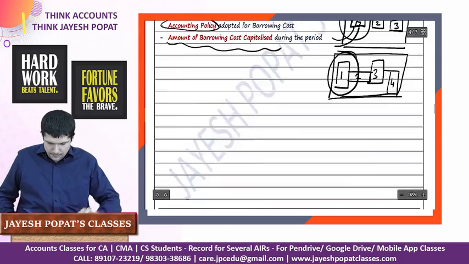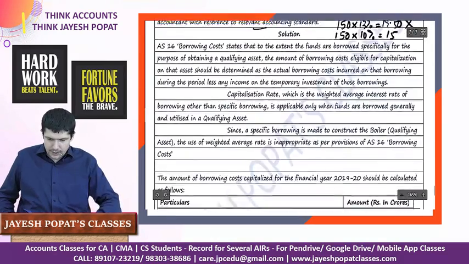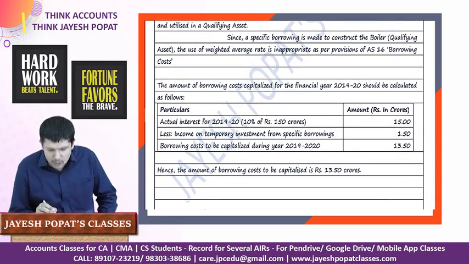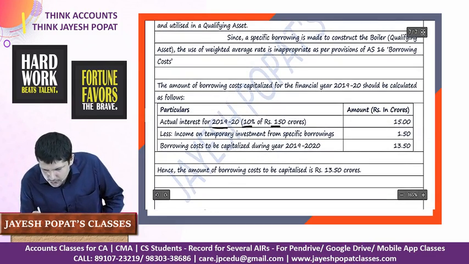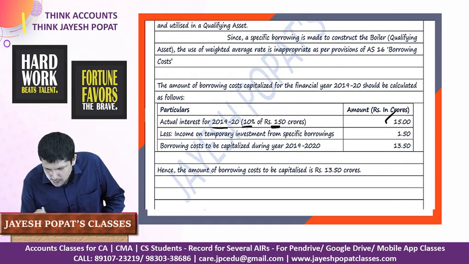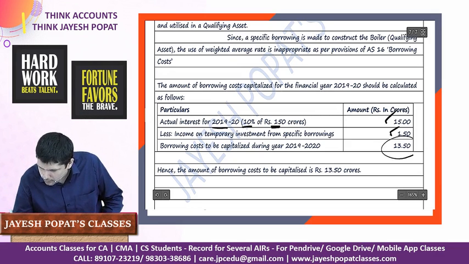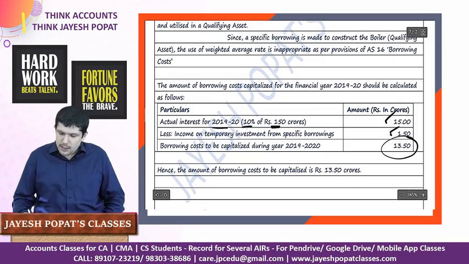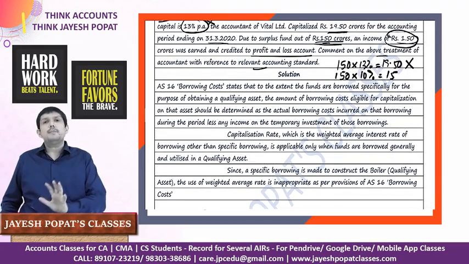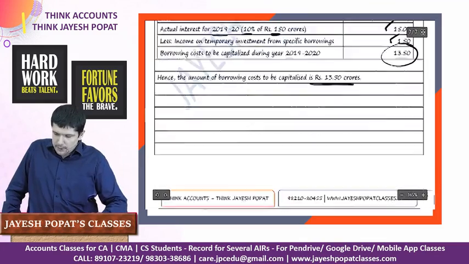So let us look at it. We'll say actual interest for 19-20, 10% of 150, 15 crore should be the actual interest, less income on temporary investment of specific borrowing, 1.5 crore, and 13.5 crore should be the amount capitalized. Please go through this text, because here I have mentioned what is the treatment or what is the relevant para of the accounting standard which will be applicable in this case.